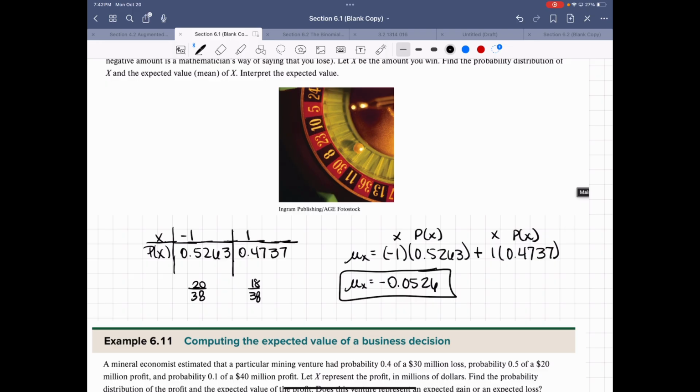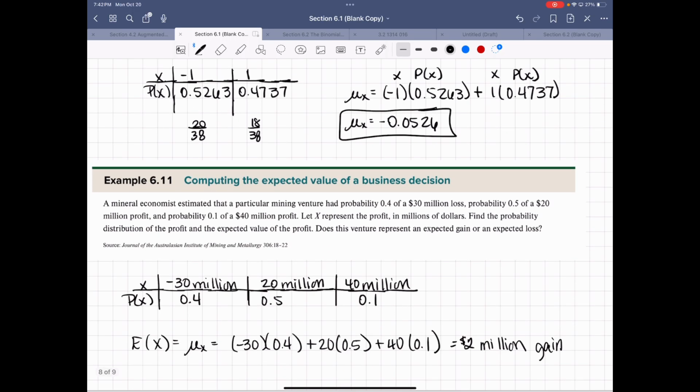Okay, the house likes that because I promise you, folks are putting more than $1 on that roulette table. So that's where that comes from.